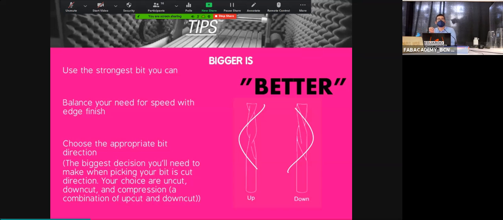You have seen, for example, the small milling machines cutting PCBs. They are going really slow. Why? Not because the machine cannot cut, but because the end mill is really weak since it's really thin. So if it's really thin and you try to go fast, the end mill bends and breaks.